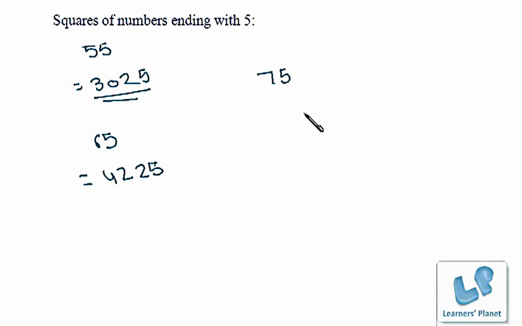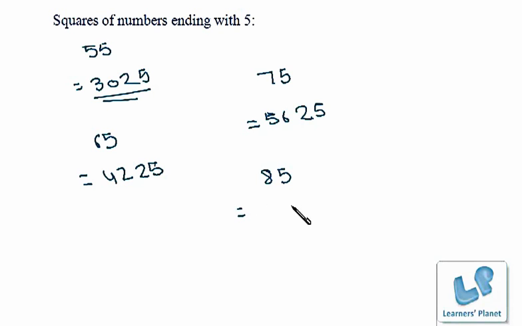Now let us find the square of 75. So we'll write 25 as it is. Now 7 into 8. 7 into 8 is 56. So the square of 75 is 5625.